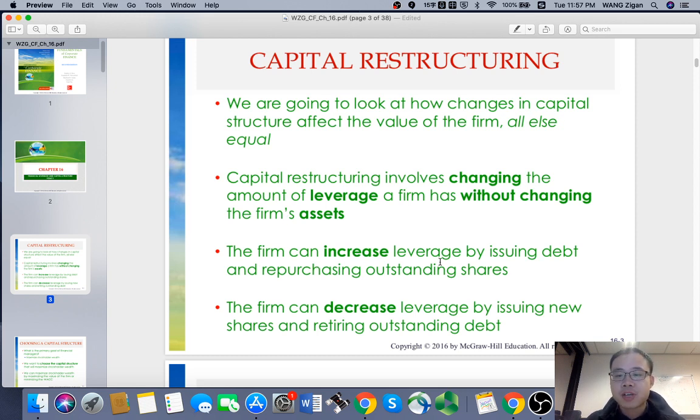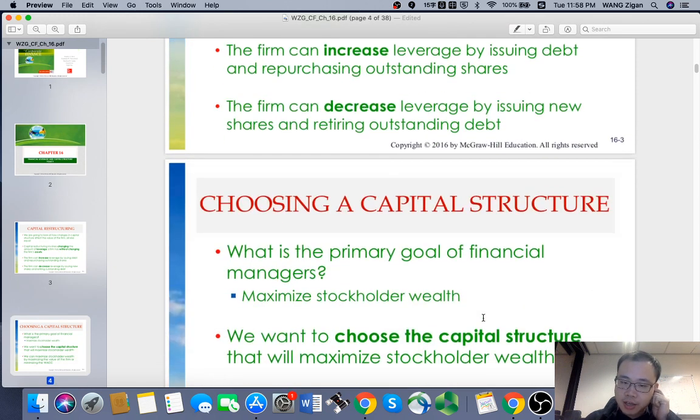The firm can increase the leverage by issuing debt and repurchasing the outstanding shares. I borrow more money from someone else, or the original debt buyer. Then I use the extra money to talk with the equity holder. Say, hey, how about you just sell your previously owned equity to the firm again, and we'll just give the money to you. Or the firm can decrease the leverage by issuing new shares and retiring the outstanding debt.